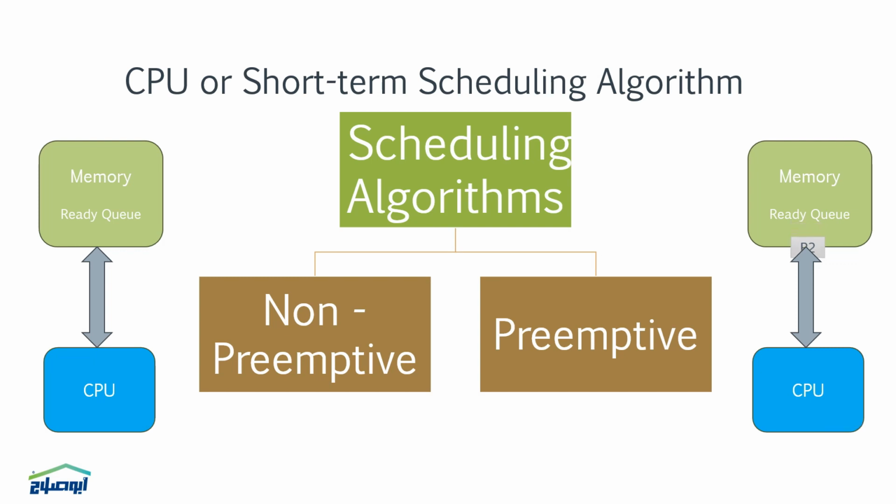CPU scheduling algorithms are used to maximize CPU utilization, maximize throughput, i.e., number of processes to complete execution per unit time, and minimize wait, turnaround, and response time. There are many types of CPU scheduling algorithms. I will discuss the most important and used ones in this tutorial.